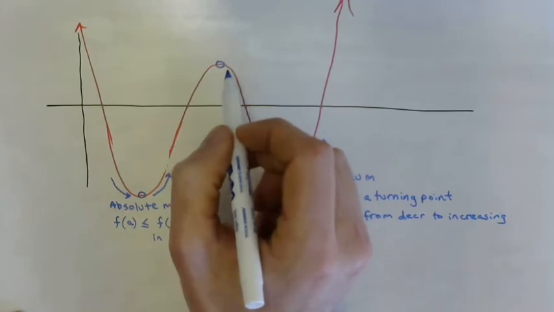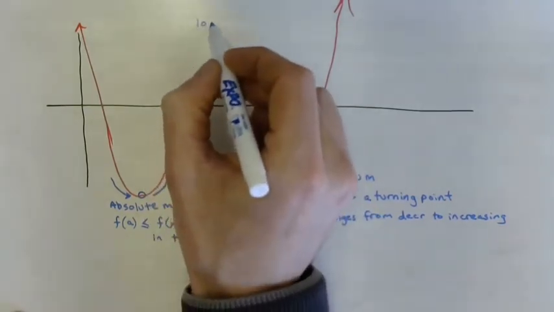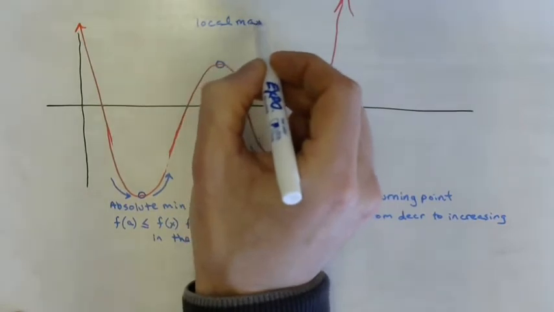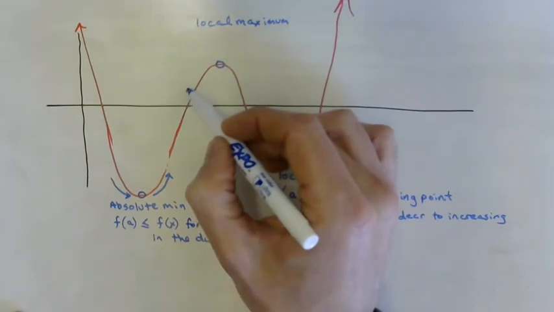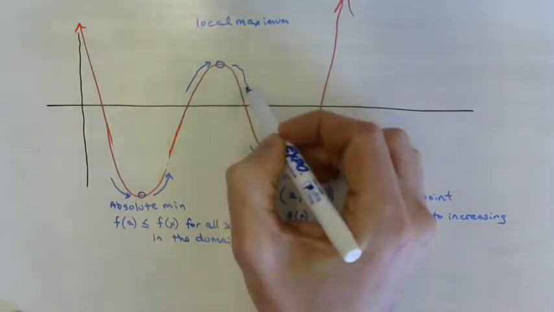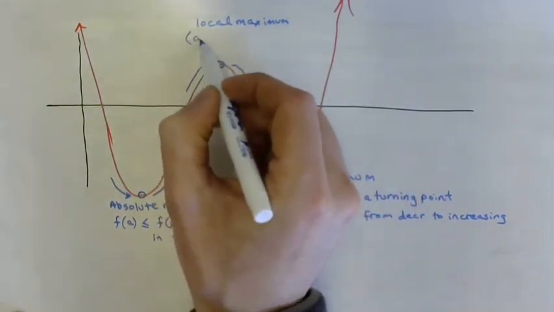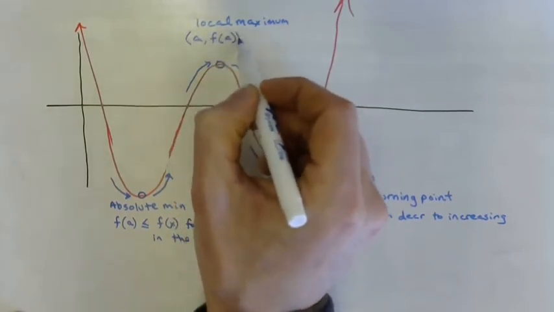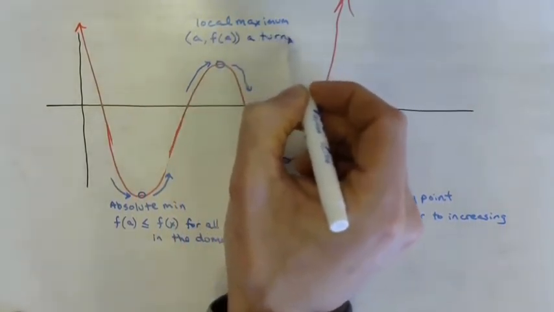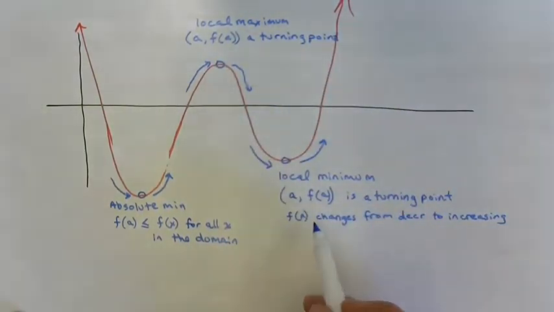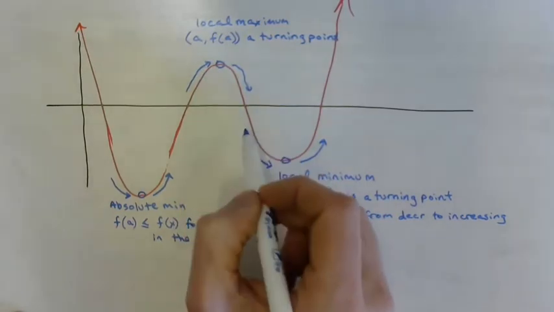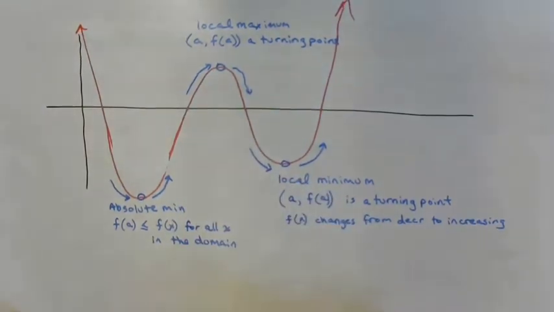This is a local max, local maximum. Same thing is happening, just opposite. We are increasing to that point and then decreasing, which makes f of a a turning point. And I'm not going to write it, but you can say that the value of the function f of x changes from increasing to decreasing. And that is a local maximum.